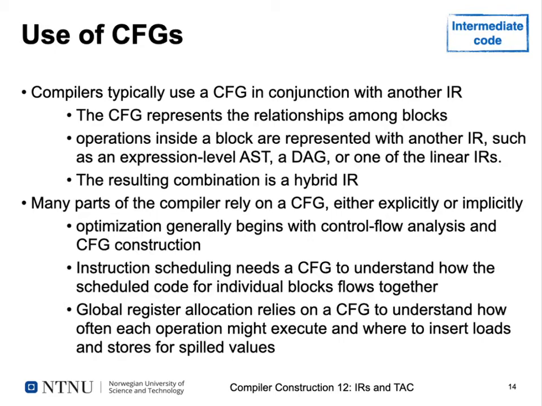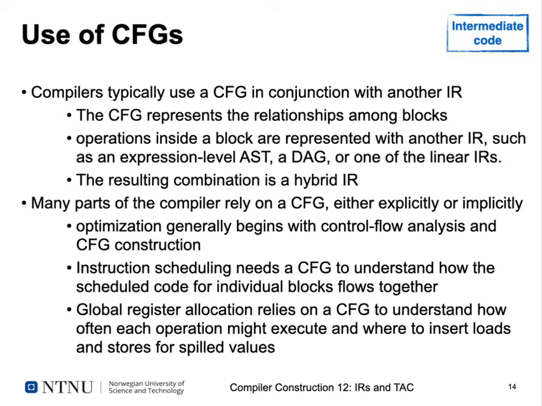Many parts of a compiler actually rely on a control flow graph, either explicitly or implicitly. So optimization usually begins with some sort of control flow analysis, which first constructs our control flow graph. Instruction scheduling needs a control flow graph to understand which instructions can actually occur one after the other in our control flow. So it needs to understand how the scheduled code for individual blocks can work together or flow together.